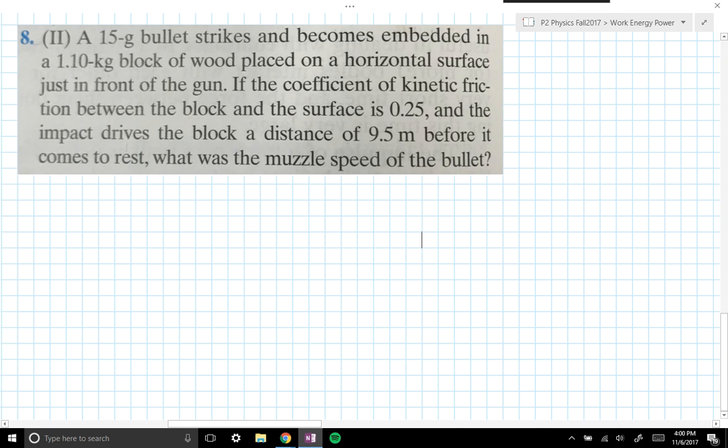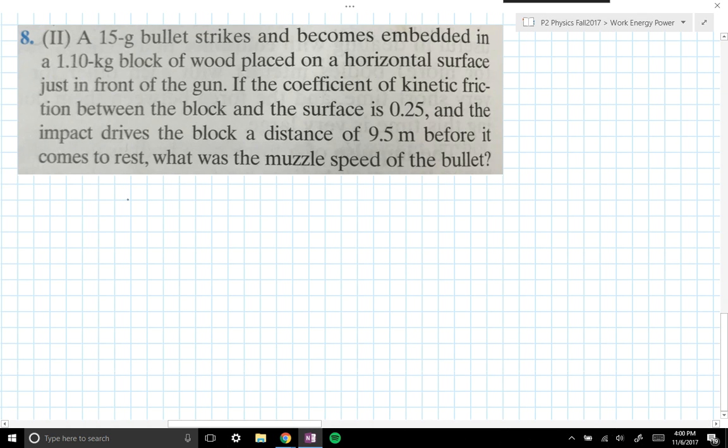All right, number 8. A 15-gram bullet strikes and becomes embedded in a 1.10 kilogram block of wood placed on a horizontal surface just in front of the gun. If the coefficient of kinetic friction between the block and the surface is 0.25, and the impact drives the block a distance of 9.5 meters before it comes to rest, what was the muzzle speed of the bullet?